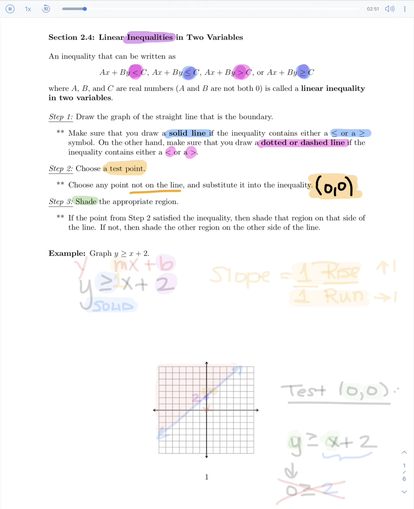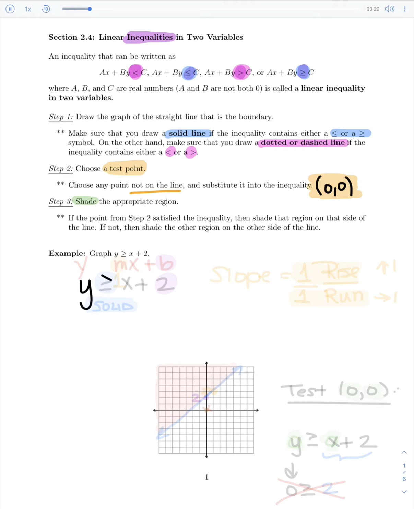Now, what do you do if the point works? Well, if the point works and we get a true statement, then we'll shade the region that that point is on. If whatever our test point is doesn't work, then we don't shade the side that that point is on. We shade the other side that the point is not on. Okay, I know that's a lot of wordiness, so the best way to learn how to do this is just see them done.